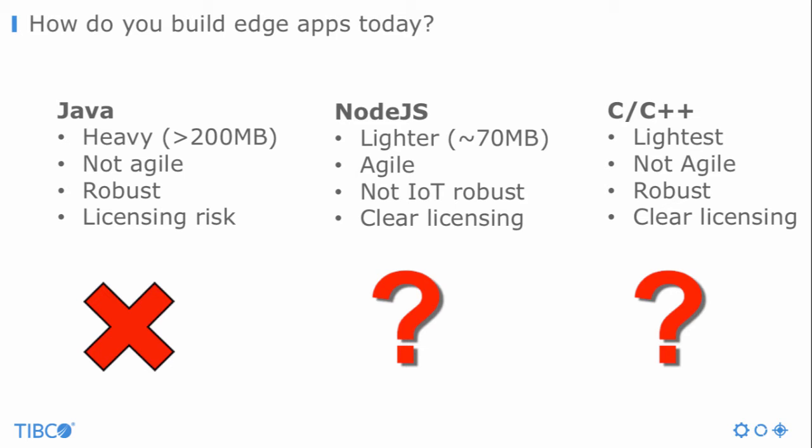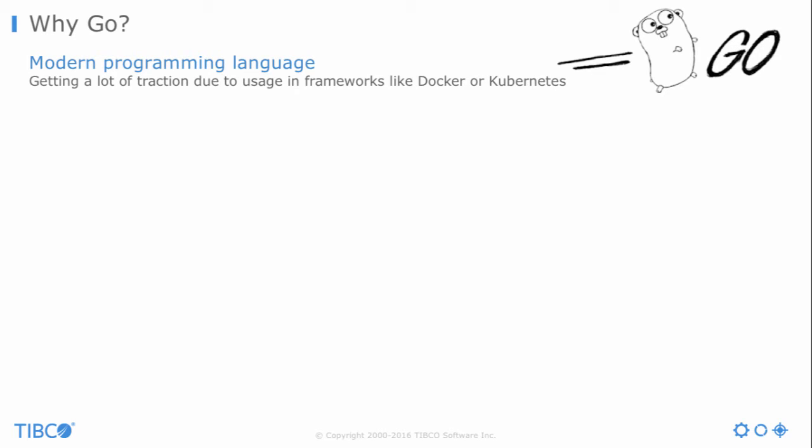And C, C++, which is probably the only one which is really lightweight, is not really a modern language which is lightweight, and therefore this was also not the right one for us. And therefore we chose the Go programming language. And some reasons for that. First, Go is a modern programming language. It's getting a lot of traction these days. It's used in technologies like Docker or Kubernetes.